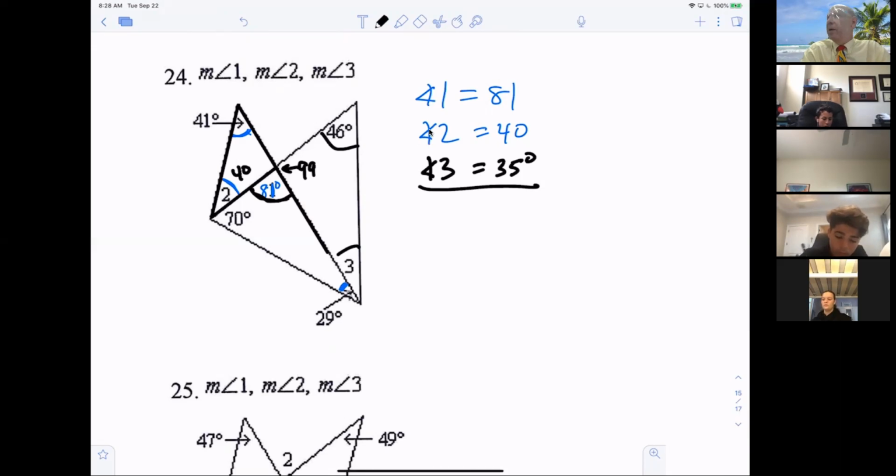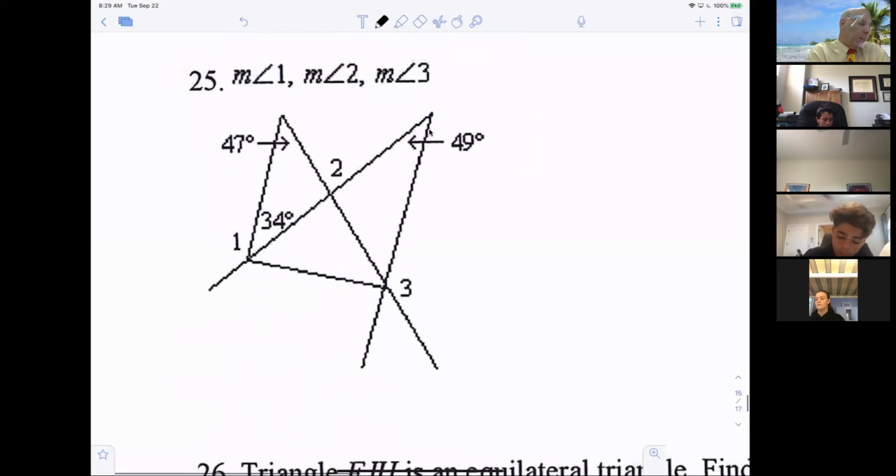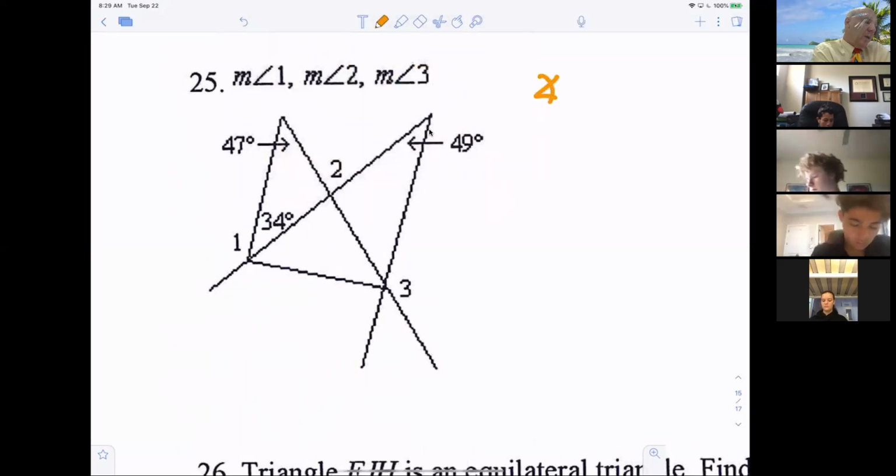Again, it doesn't matter to me how you solve it. A lot of people, I think it's just easier to do supplementary and the angles add up to 180. All right, here we go. Let's try something else here. So let's put angle 1, angle 2, angle 3.